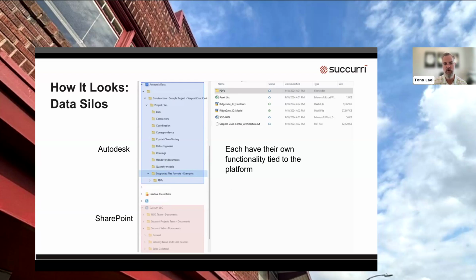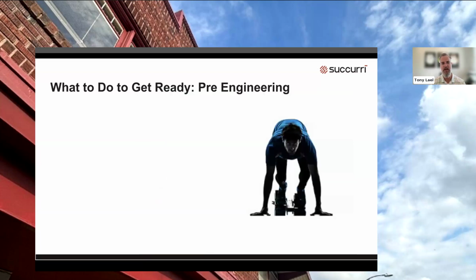And the organization to do it. But that also talks about pre-engineering. What are we doing to get ready for all of this?